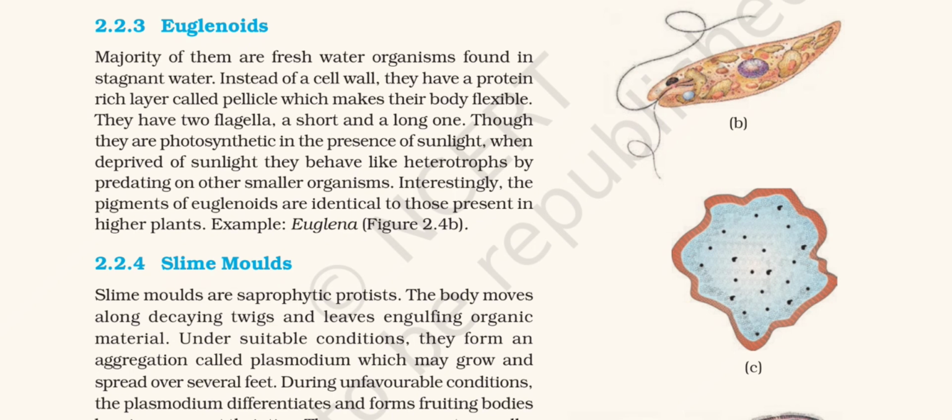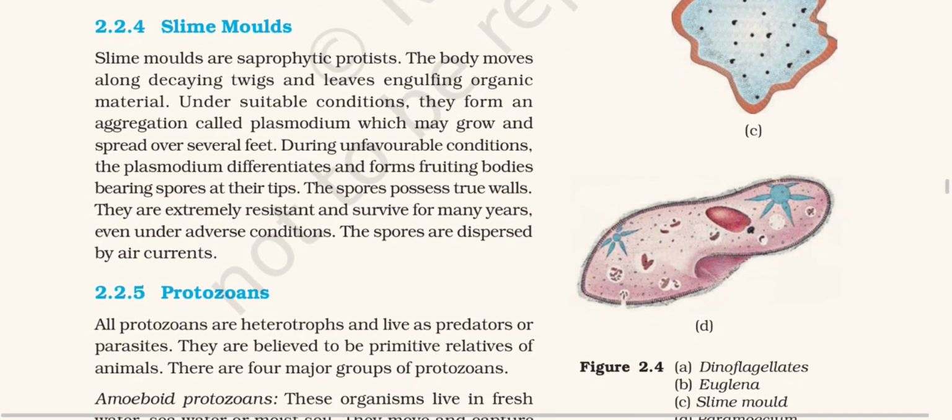2.2.4 Slime molds. Slime molds are saprophytic protists. The body moves along decaying twigs and leaves, engulfing organic material. Under suitable conditions, they form an aggregation called plasmodium, which may grow and spread over several feet. During unfavorable conditions, the plasmodium differentiates and forms fruiting bodies bearing spores at their tips.